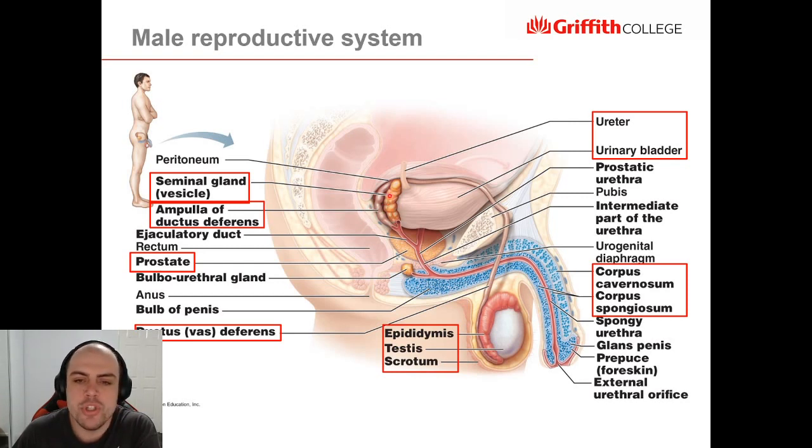And what this does is it produces seminal fluid. Now, I'm going to be talking about seminal fluid and sperm maturation and development in a moment. Now, what's going to then happen is that the ampulla of the vas deferens, keeping in mind too, it can also be called ductus deferens. I personally refer to it as vas deferens. However, if you want to call it ductus deferens, that's fine. I just ask that you be consistent.